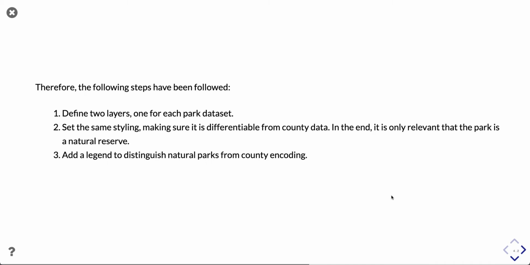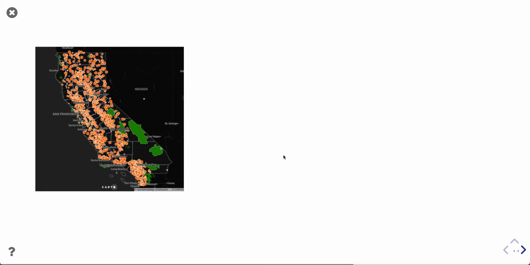Since this analysis focuses only on natural parks and not differentiating between state or national parks, although two layers have been defined for these two datasets, both layers have the same styling, making sure that the color used for these polygons is differentiable from county data, which, as we have mentioned, will be filled by a color later on. Moreover, a legend has been added in order to distinguish natural parks from the county encoding. This is the result of this import of natural park data.